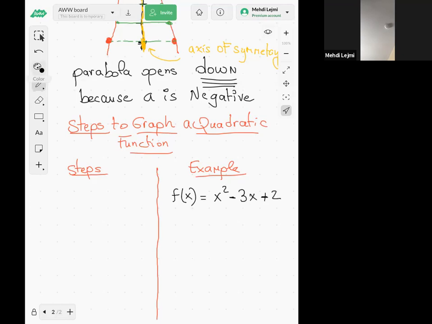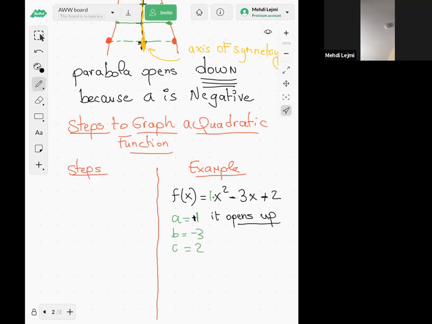Your a is 1, since it's 1 x squared. A is positive, so you know that your parabola is going to open up. Your b is negative 3, and your constant is 2. Again, because your a is positive 1, the parabola is going to open up, right?